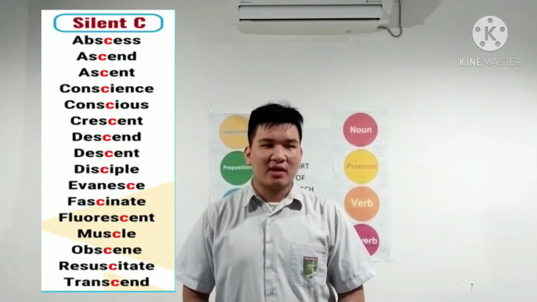The second letter is the letter C. The letter C has two rules. The first is that the letter C is usually not pronounced in the combination SC. And the letter C is usually mute before the letters K and Q. Here are the examples for the letter C.